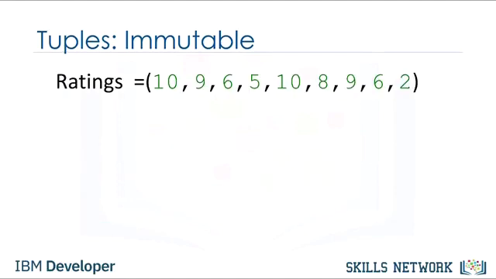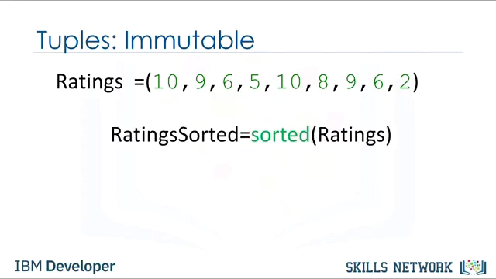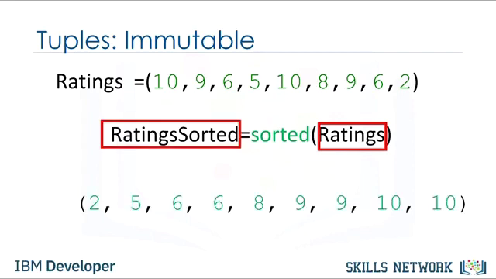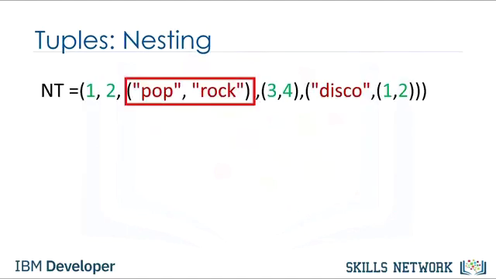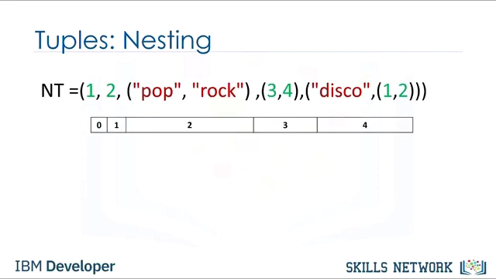The variable ratings now references another tuple. As a consequence of immutability, if we would like to manipulate a tuple, we must create a new tuple instead. For example, if we would like to sort a tuple, we use the function sorted. The input is the original tuple. The output is a new sorted tuple. For more on functions, see our video on functions. A tuple can contain other tuples as well as other complex data types. This is called nesting.